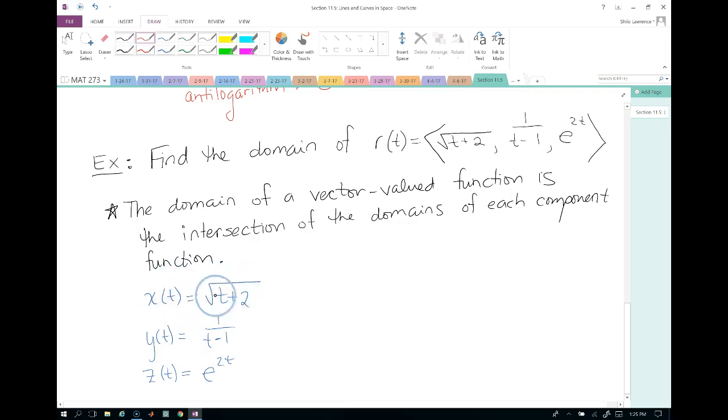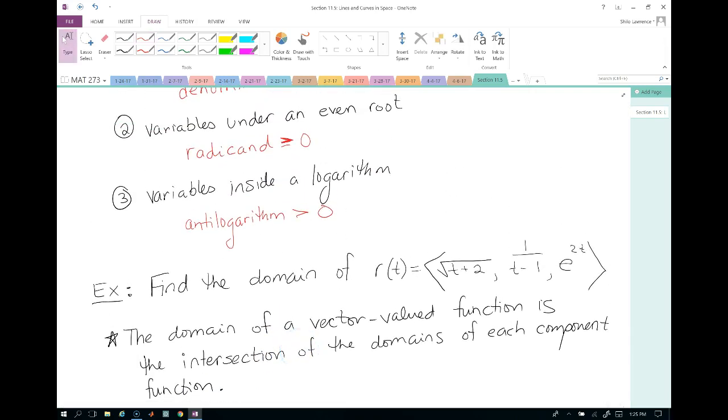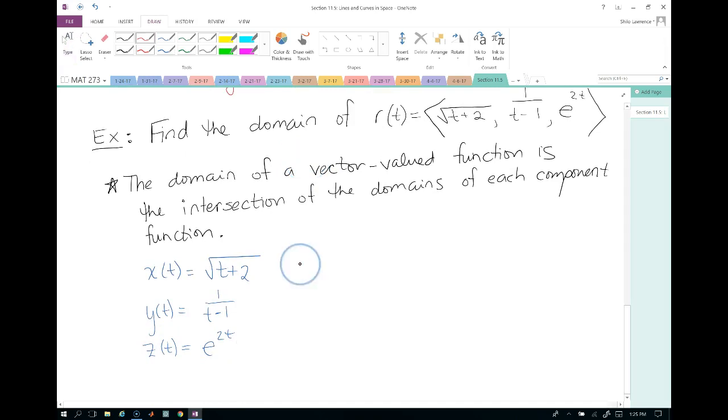So our first one has a square root in it. So remember, when we have a square root, our radicand must be greater than or equal to 0. So we're going to say t plus 2 must be greater than or equal to 0. And if we solve that for t, we get t must be greater than or equal to negative 2. So the domain for just x of t is negative 2 to infinity.